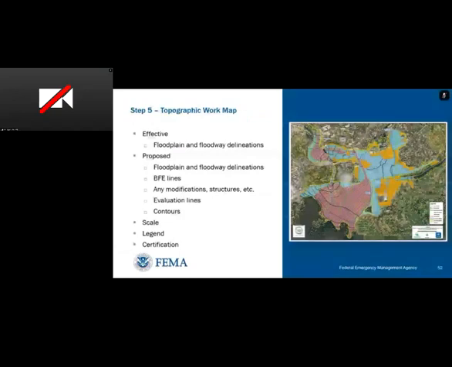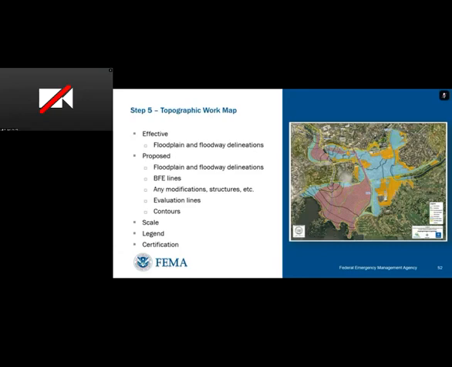Okay, and then we will go to reviewing that topographic work map. So the goal with the topographic work map is really to visually compare the changes that they're making to the effective maps and then get a draft of what they're proposing those new mapping and BFEs will be. So this will require them to include all of the effective mapping in addition to proposed mapping.